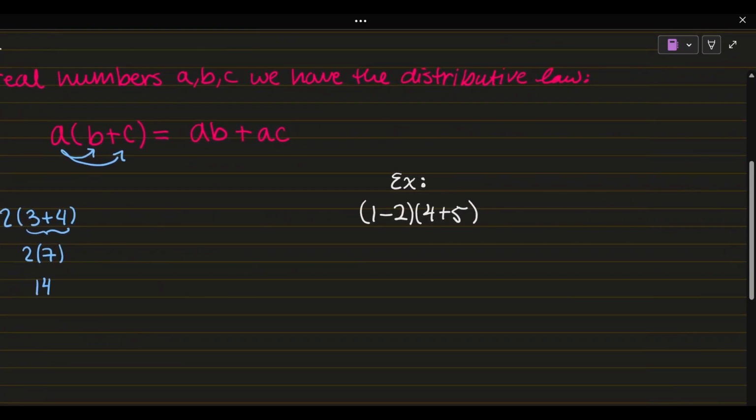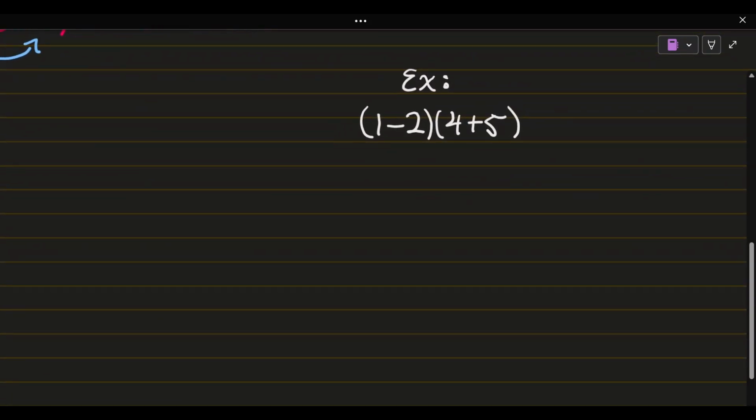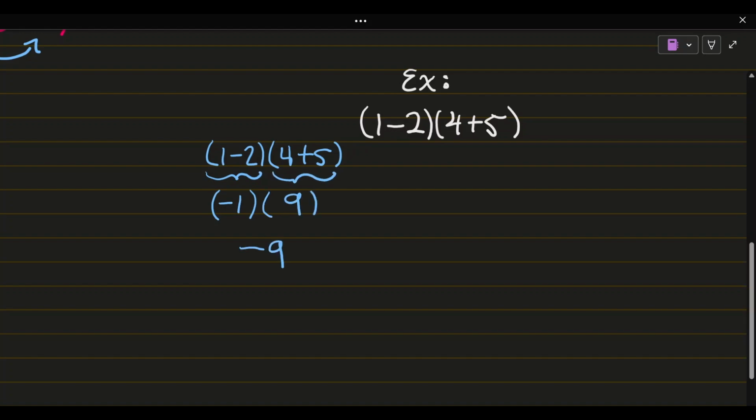So I want to look at another example here with numbers. We're going to do this first using the other method. So (1 minus 2) times (4 plus 5). I can simplify this in here: 1 minus 2 is negative 1. And I can simplify this in here: 4 plus 5 is 9. So I'll get negative 9.